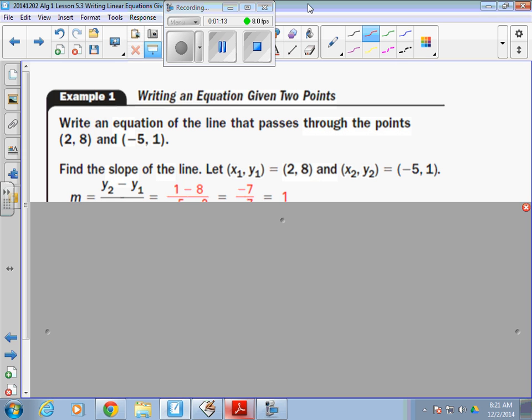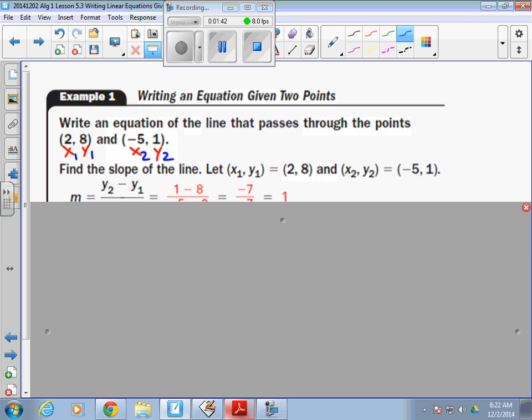It says write an equation of a line that passes through the 2 points (2, 8) and (negative 5, 1). First thing you want to do is find the slope, y sub 2 minus y sub 1. Remember, label them x, y, and x, y. That'll be step 1, kind of like step 1/2. x, y, x, y. This is sub 1, and this is sub 2. Remember, if you put this in the other order, it'll still come out right as long as you go the same way both times. y sub 2 in this case is 1, minus y sub 1, which is 8.